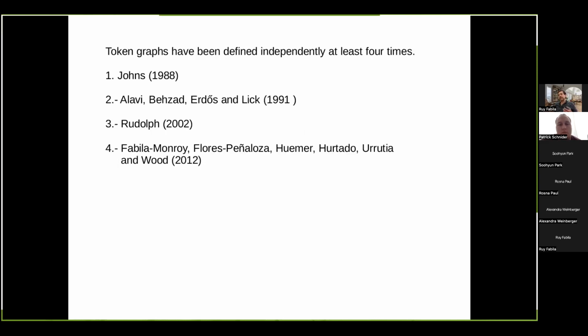We were very happy when we defined token graphs and we named them as such. But then many years later, we found out that actually they have been defined before. They have been defined independently at least 4 times under different names. So Jones defined them in his PhD thesis in '88. Then Alavi, Behzad, Erdos, Oellermann in '91. And then Terry Rudolph defined it. He was interested in the isomorphism problem. And then we defined it in 2012.